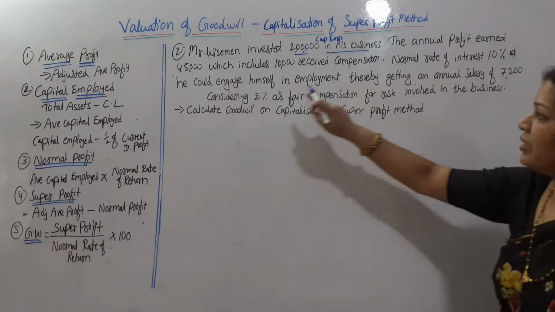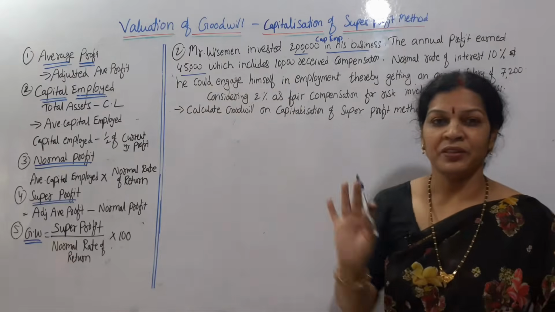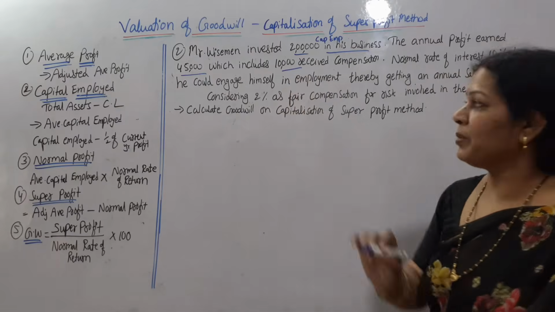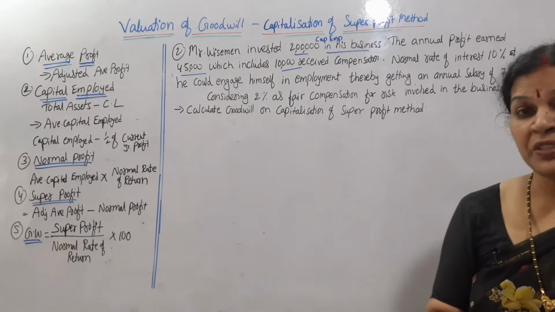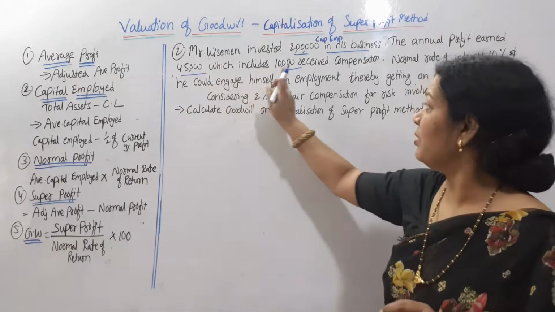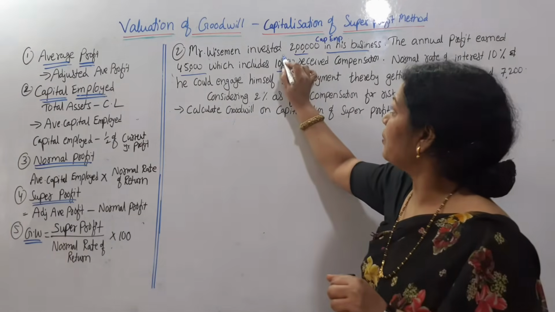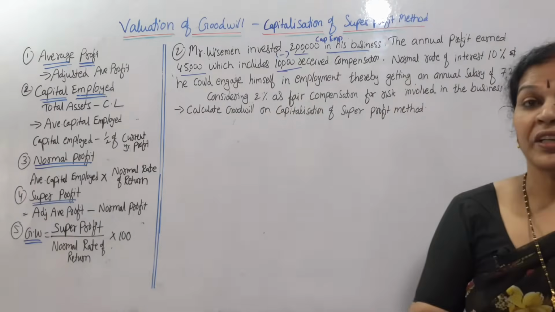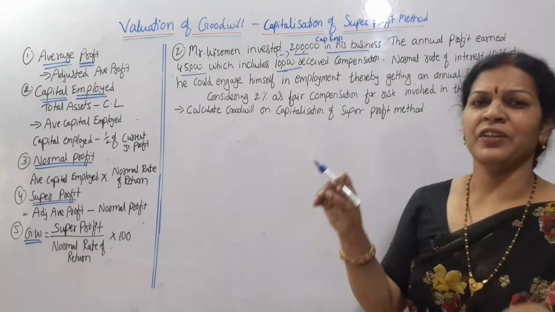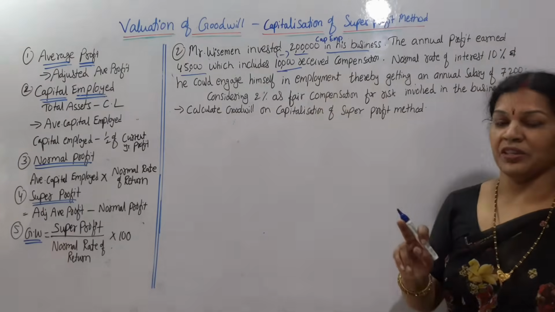The annual profits earned are given as 45,000, which includes 10,000 received as compensation. In these profits, the compensation amount is included. The average profit is given as 45,000, and in this the 10,000 compensation is included. What will we do? We have to deduct it to get the adjusted average profit. If there are any adjustments, they are to be deducted or added. Now here we are going to deduct it.